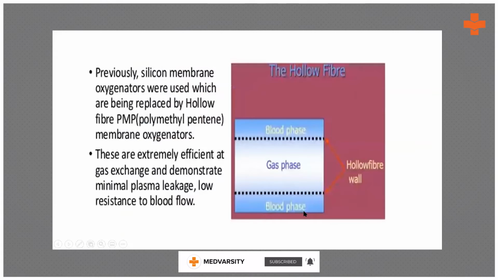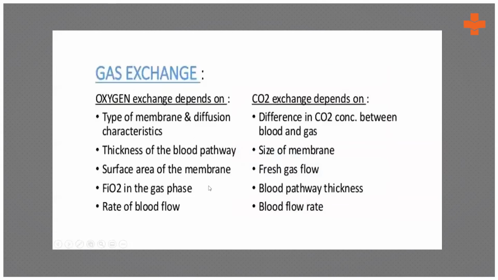This is what it is. The gas is in the middle, in the hollow fiber, and the blood is surrounding it, and through these membranes a diffusion of gases takes place. Nowadays, silicone membrane oxygenators, which were used earlier, have been replaced by PMP, or polymethylpentene, membrane oxygenators. These are better than the silicone ones because there is less leakage and less resistance to blood flow.